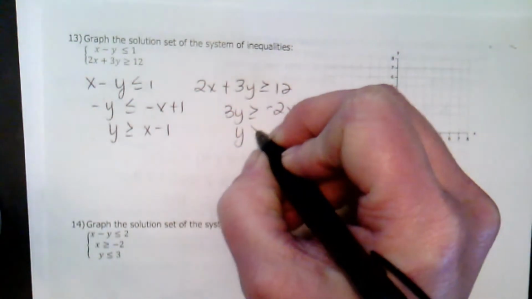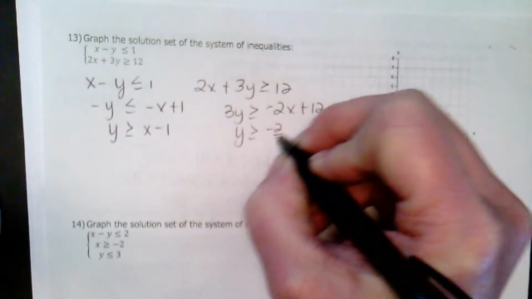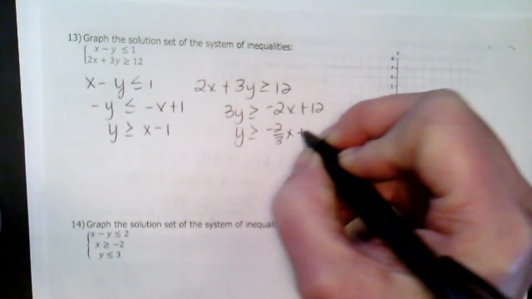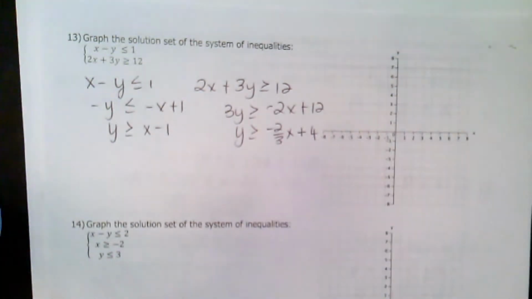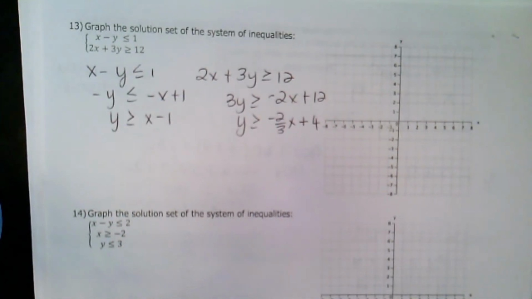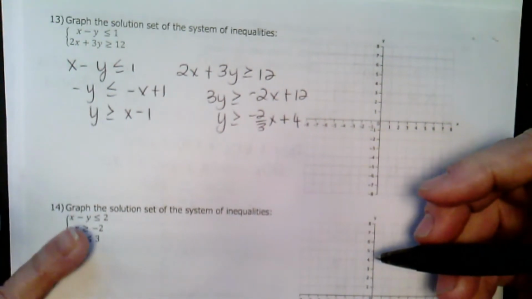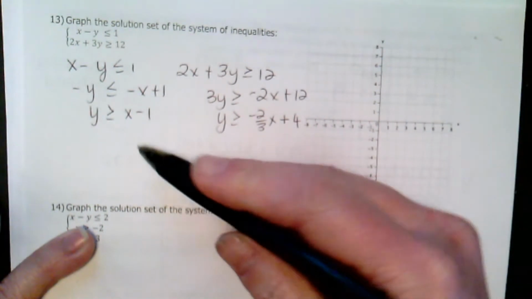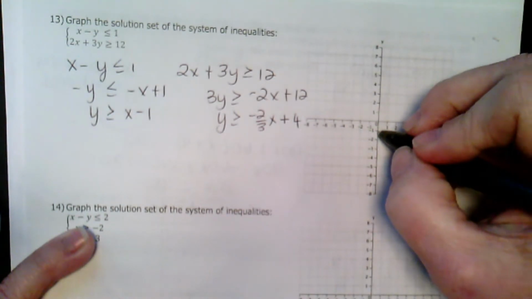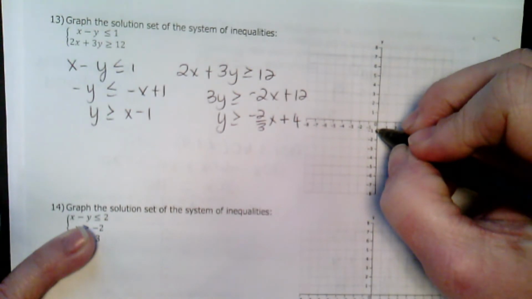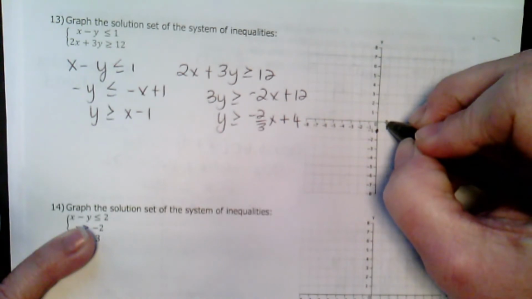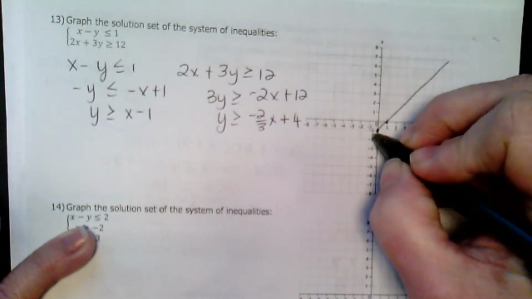So if you have questions on this part, feel free to ask, you know, why did you do that? I'm assuming at this point you're just checking your work and you may know what I'm doing. Alright, so we're going to start at the -1. We're going to go up 1 over 1. And then this is a solid line.